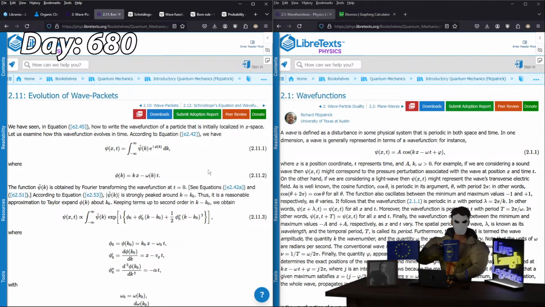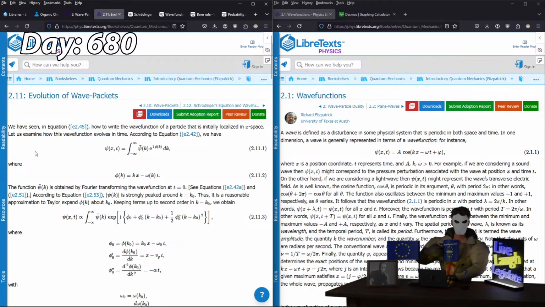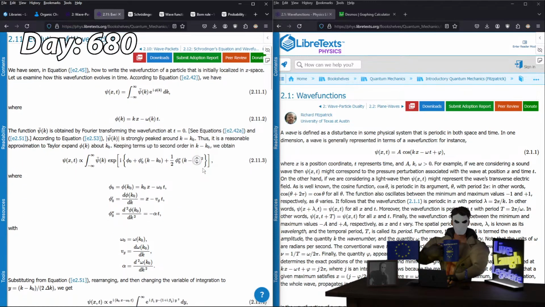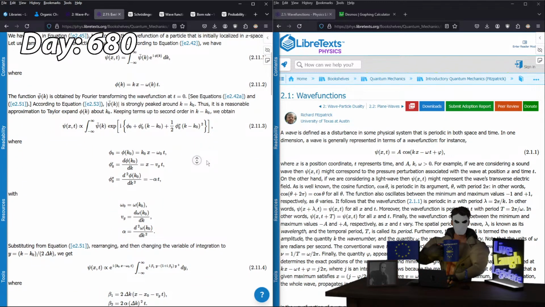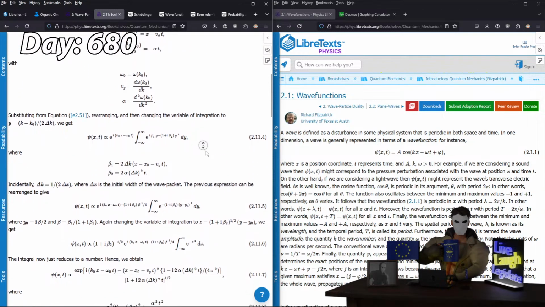We have seen an equation for how to write the wave function of a particle that is initially localized in x space. Let's examine how the function evolves in time. According to the equation we have, the function is obtained by Fourier transforming the wave function at t equals 0, and according to the equation, strongly peaked around k equals k0. Makes sense, Gaussian. Thus, it is a reasonable approximation to Taylor expand, keeping terms up to second order, where we have derivatives. Makes sense.